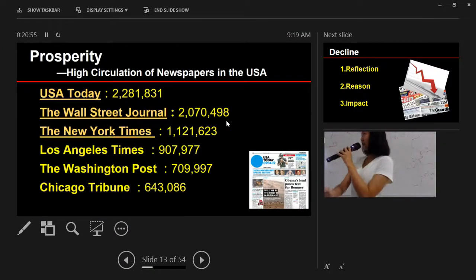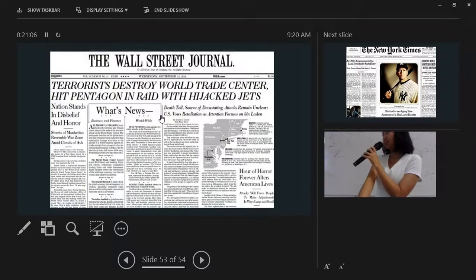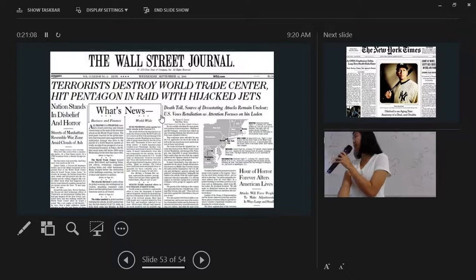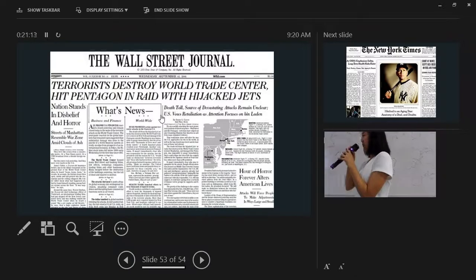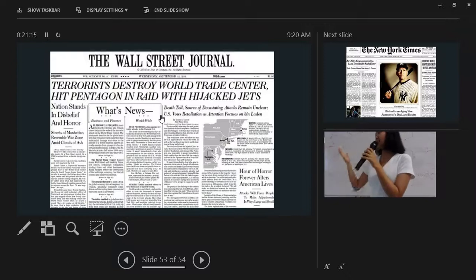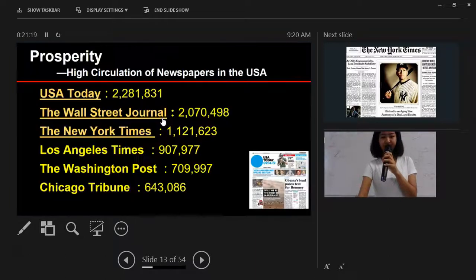And the second is the Wall Street Journal. Its circulation is 2,070,489. It's an international paper focused on economy, business, and financial news. As for its layout, we can see there are more words but few images.